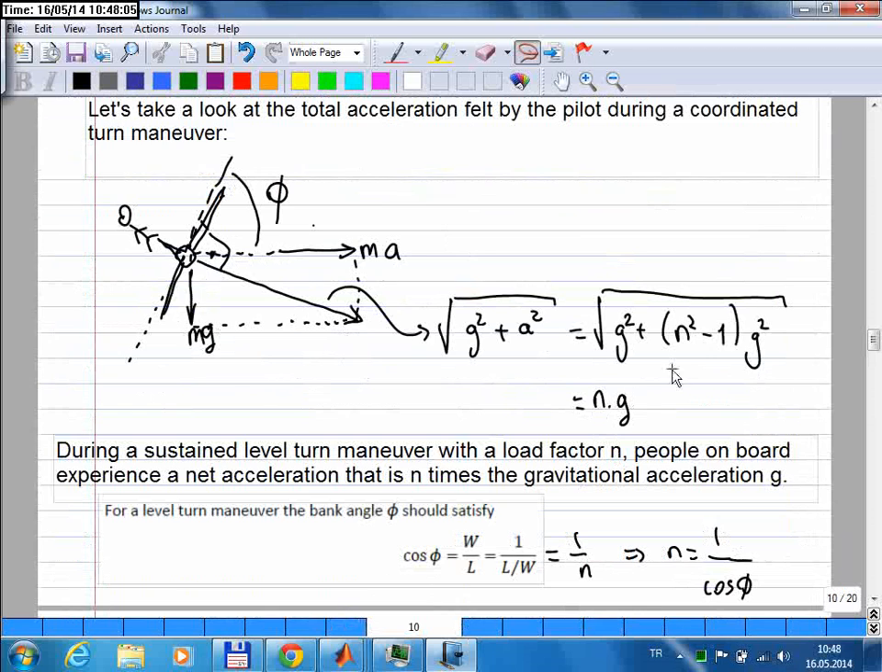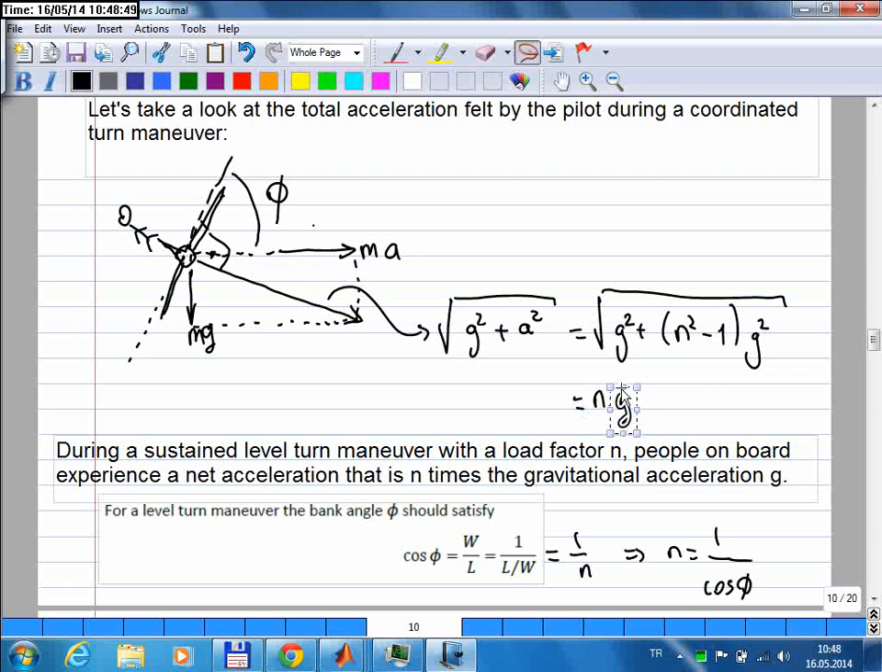The load factor is a non-dimensional number, but it is quoted in terms of G's, and the reason for that is shown in this diagram. If you're making a sustained level turn maneuver, then on top of the regular acceleration due to gravity, there will be a centrifugal acceleration, and their vector sum, which is shown by this vector, is the total acceleration felt by the people inside the aircraft. If you look at the magnitude of this vector sum, you will find out that it is equal to g times n. So the load factor appears here.